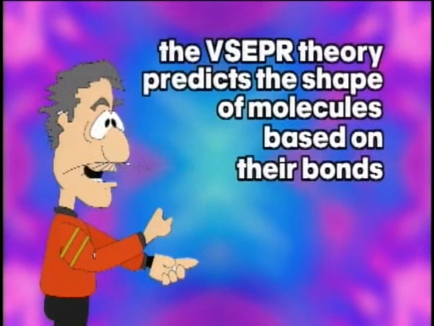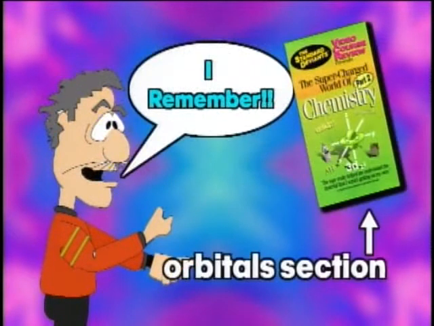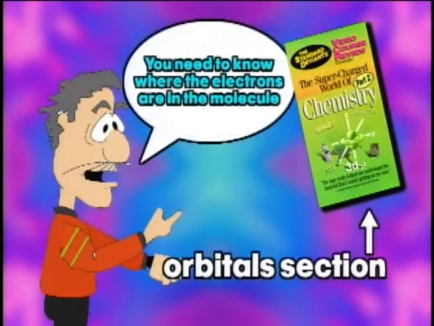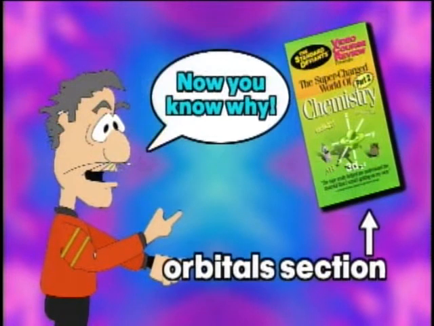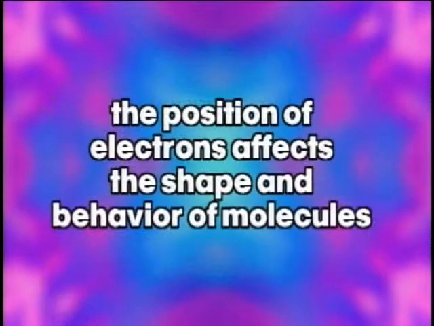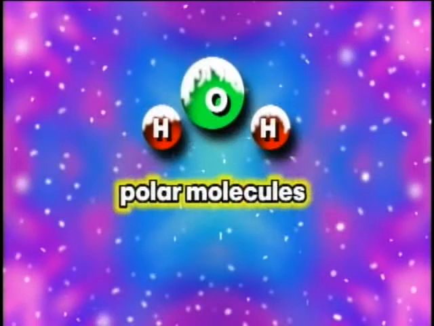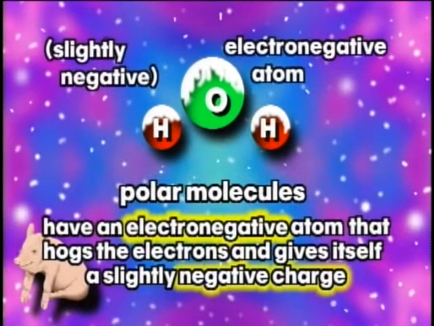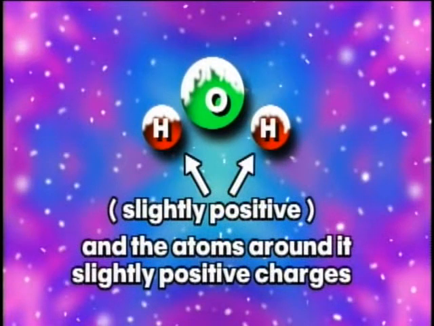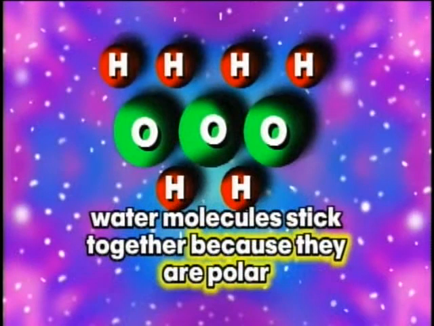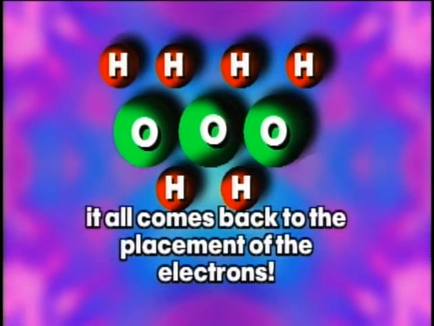The VSEPR theory predicts the shape of molecules based on their bonds. If you remember in the Part 2 orbital section, we said that you need to know where the electrons are in the molecules. Now you know why. The position of electrons affects the shape and behavior of molecules. This is certainly true with polar molecules, which have an electronegative atom that hogs the electrons and gives itself a slightly negative charge, and the atoms around it slightly positive charges. Water molecules, for example, stick together because they are polar. It all comes back to the placement of those electrons.